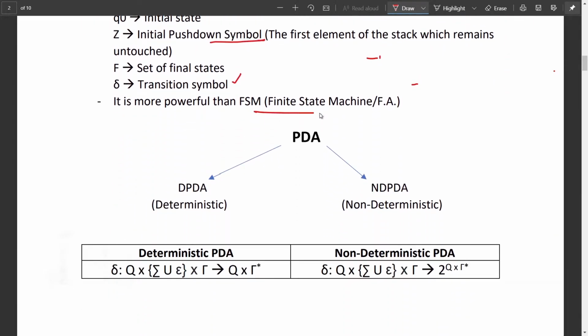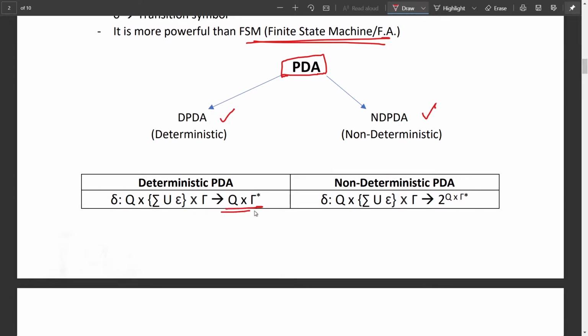So like I said, the push down automata is more powerful than the finite state machine or finite automata in simple terms. Also, we can divide the PDA into two parts like we did for the finite state machine or finite automata. First is the deterministic and second is the non-deterministic PDA. In this case, the difference is the outputs that we can get. We can get Q into tau raised to a star outputs for this, and in this particular case we raise it to the power of 2. Also, just for knowledge, the NDPDA is greater than DPDA in terms of expressive power.